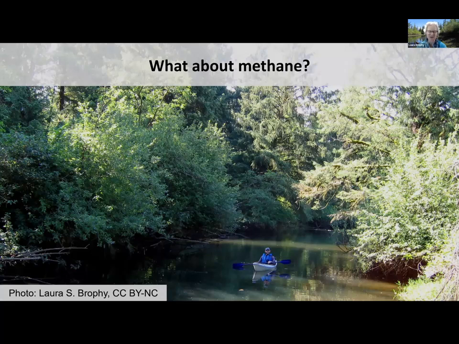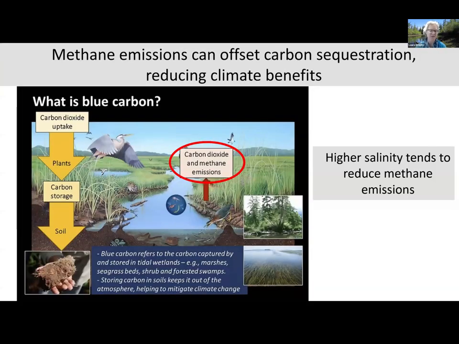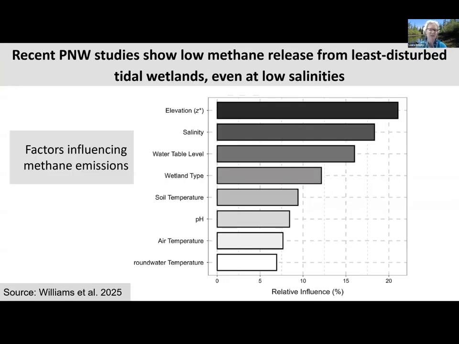You might be wondering about methane. Do forested tidal swamps produce methane? It's a potent greenhouse gas. It can be produced in wetlands. It can offset the carbon that's stored in the soil, reducing climate benefits. It's circled in this diagram here. So higher salinity tends to reduce methane emissions. As I mentioned before, shrub and forested tidal swamps are found in lower salinity areas, brackish to freshwater tidal zones. So it's a very legitimate question. We're just beginning to study methane release from Pacific Northwest tidal wetlands, including these tidal swamps. And our recent studies include this model from Williams et al. 2025, showing factors influencing methane emissions.